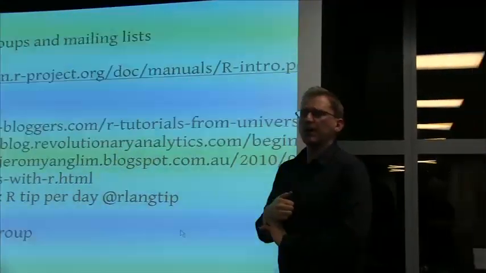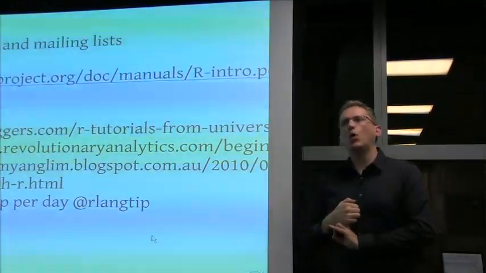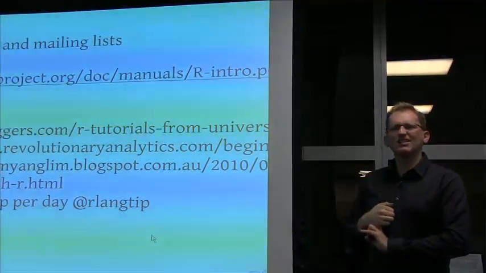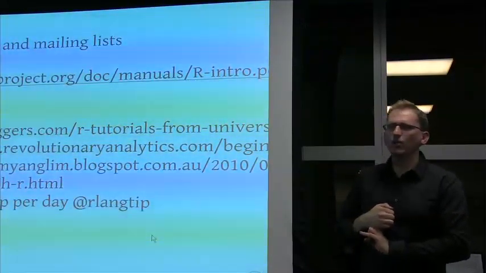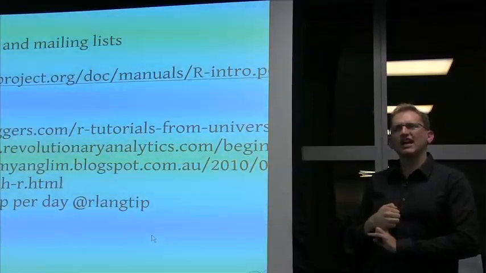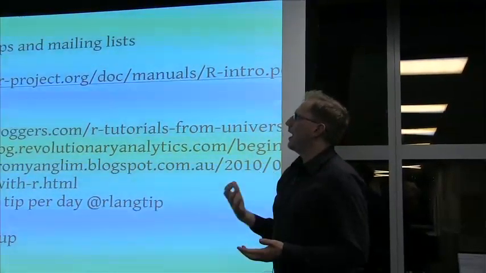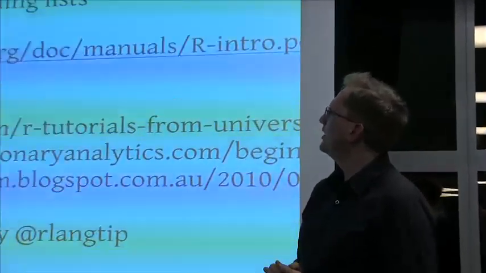There's a number of Google groups and mailing lists, both international and Australasian ones, which are really useful for being able to very quickly pick people's brains if there's something that's not working and you're not sure why it's not working. And I guess depending on whether you want a fast response or a sarcastic response or a smart response will depend which one you pick. But they are really useful for being able to ask quick questions.